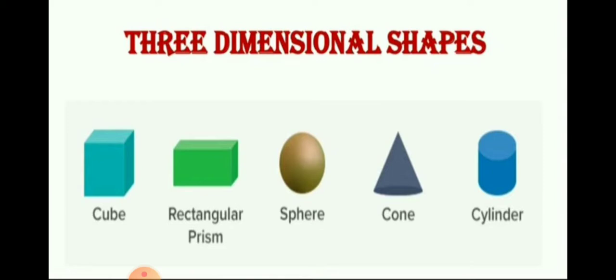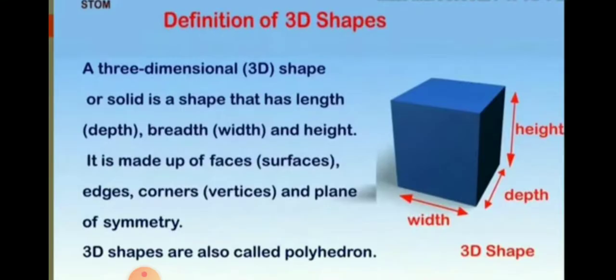Now let us see 3-dimensional shapes. A 3-dimensional shape is a shape which has 3 dimensions, or you can also call it a 3D shape. The shapes which come under 3-dimensional are cube, rectangular prism, sphere, cone, cylinder.